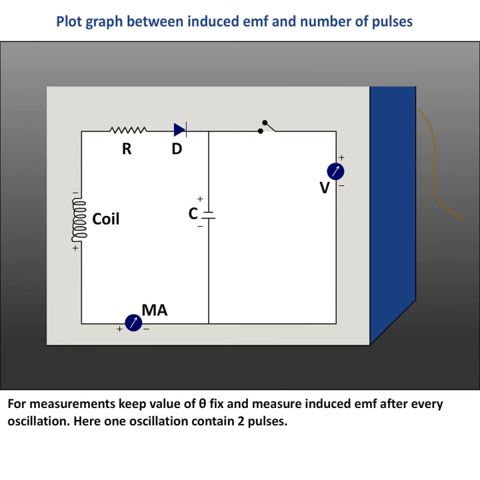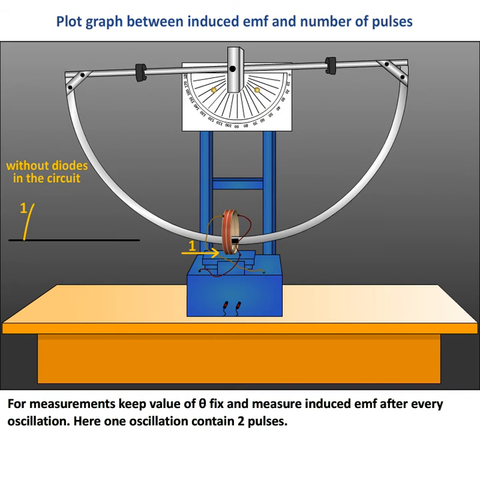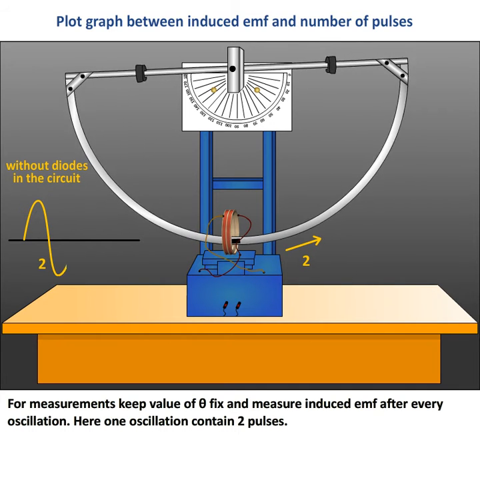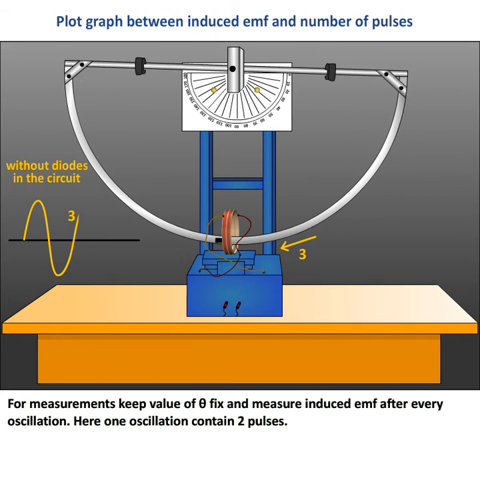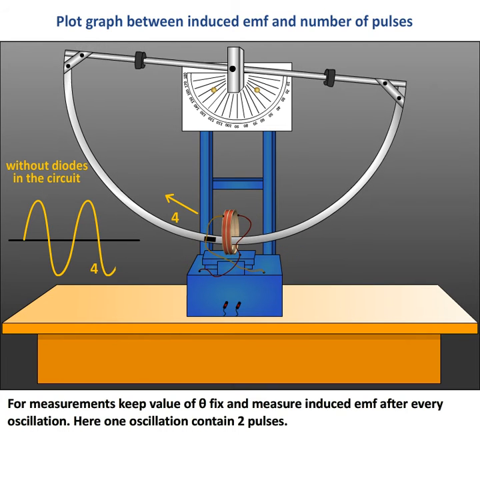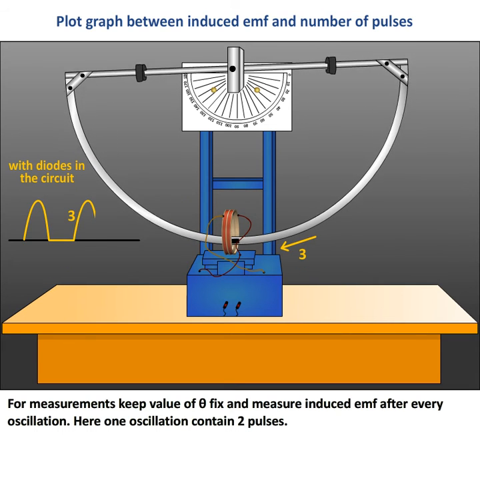In this part, we will find a relation between induced EMF in the coil and the number of pulses generated. We first make the circuit as shown on the screen. In this circuit, the diode plays a very important role. When the magnet enters the coil, a positive pulse is generated. But when it exits from the coil, a negative pulse is generated. The diode acts as forward biased for the positive pulse and reverse biased for the negative pulse.